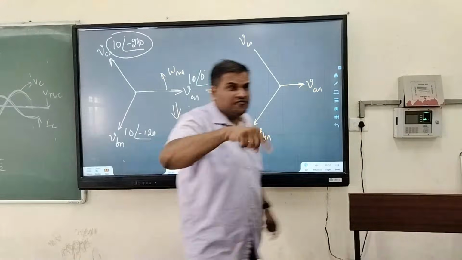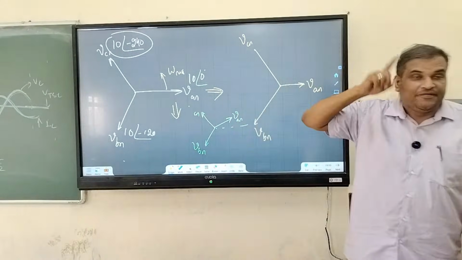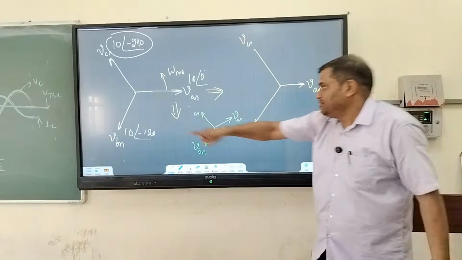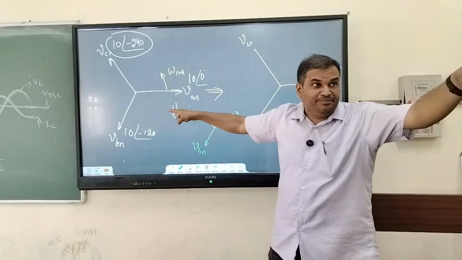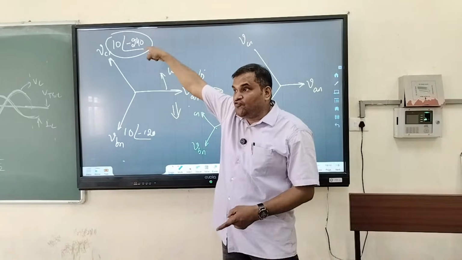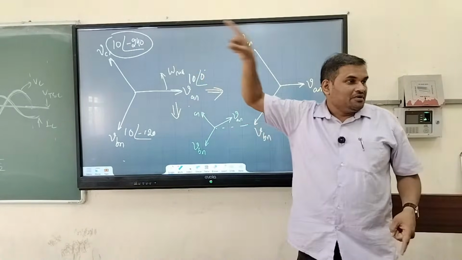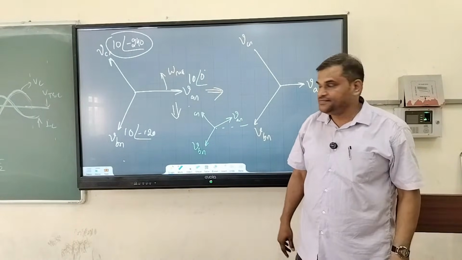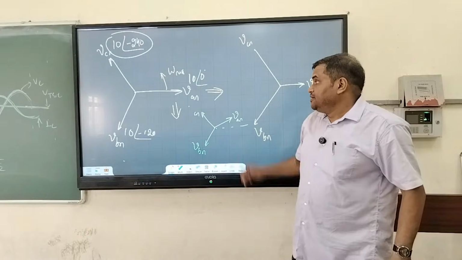Remember the terms Vm sin omega t, Vm sin(omega t minus 120), and Vm sin(omega t minus 240). That is why they are displaced by an angle of 120. Clear?